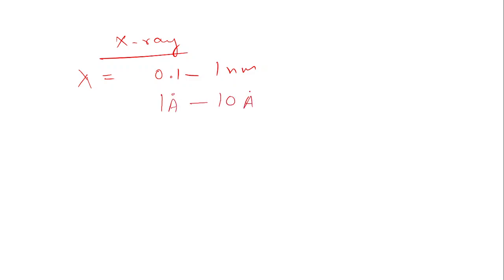Okay, so X-ray, as I told you, has a wavelength range of about 0.1 to 1 nanometer. Usually we always put X-ray diffraction wavelengths in angstrom. So in angstrom it will be 1 angstrom to 10 angstrom, because the relation is 1 nanometer is 10 angstrom. It's a smaller unit than nanometer. And 1 angstrom, just to make it clear, is 10 to the power minus 10 meters.